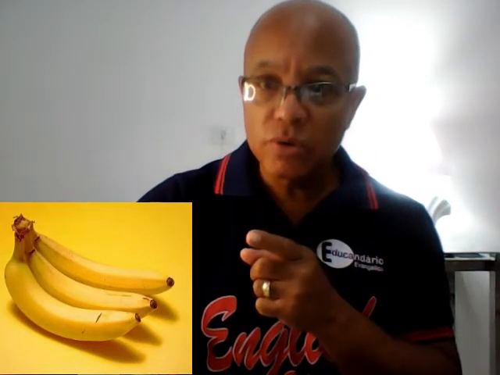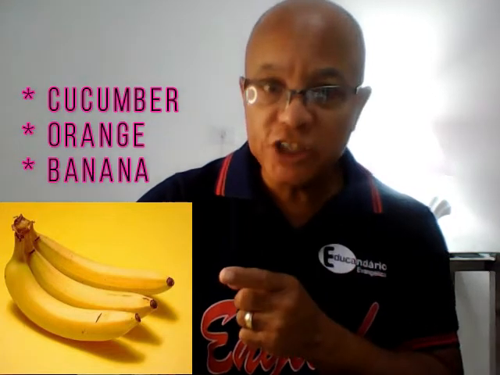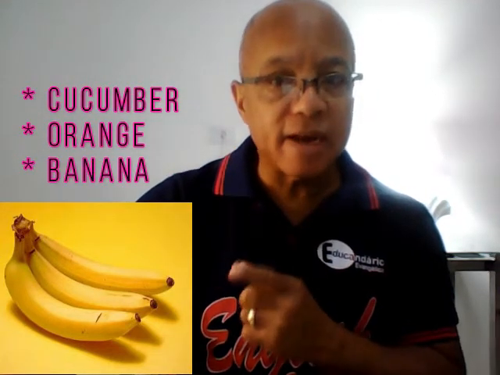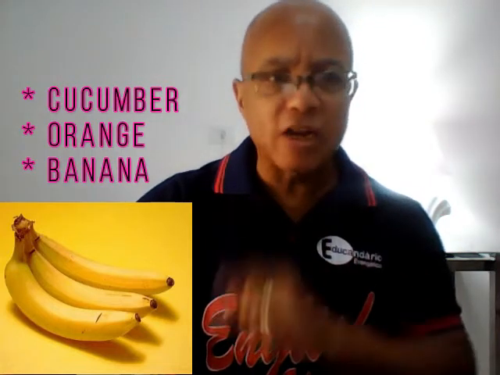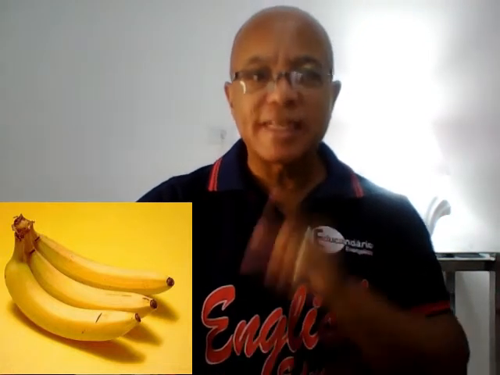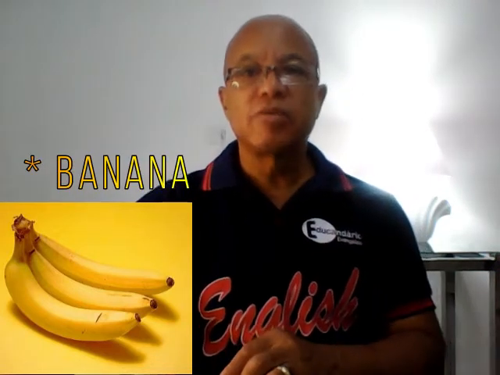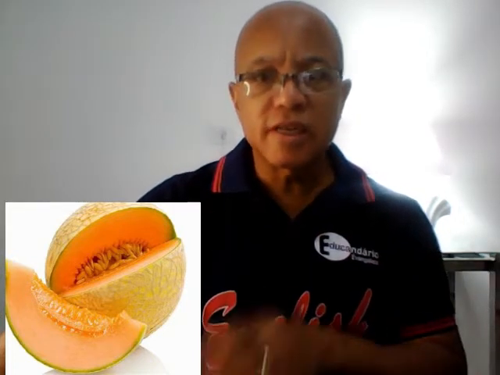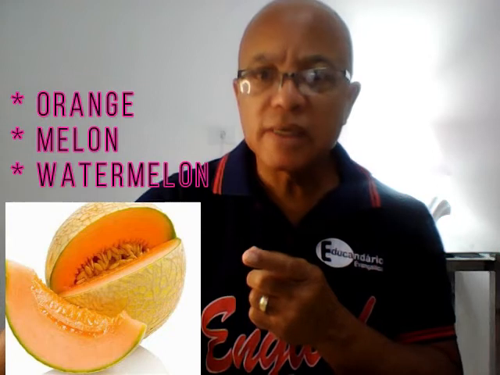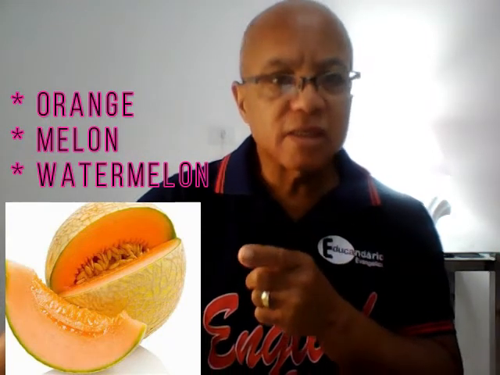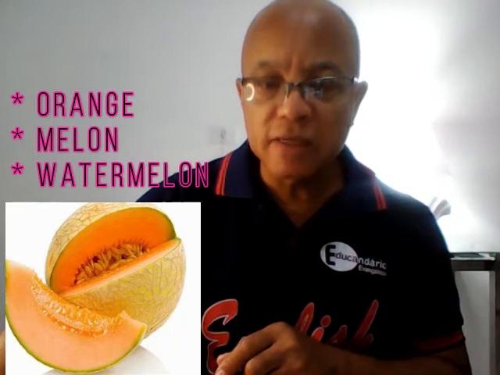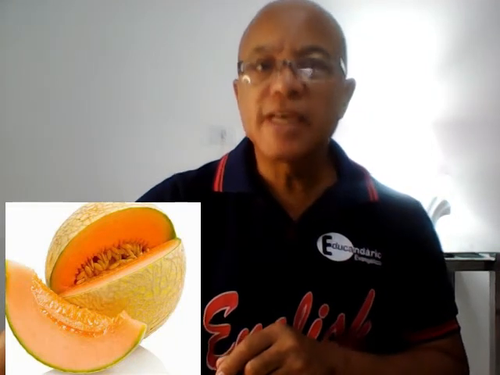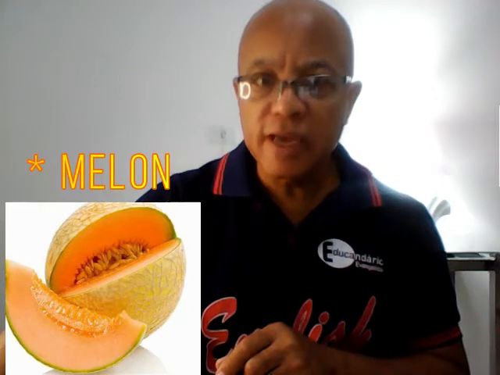Number 12. What fruit is this? Is this a cucumber? Is it an orange? Or is it a banana? You better have gotten this one right. Everybody knows what a banana is. Great job, guys. It's a banana. Number 13. What fruit is this? Is it an orange? Is it a melon? Or is it a watermelon? It's a melon. Did you get that?